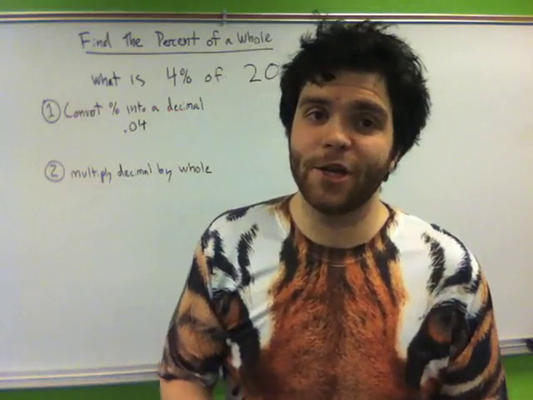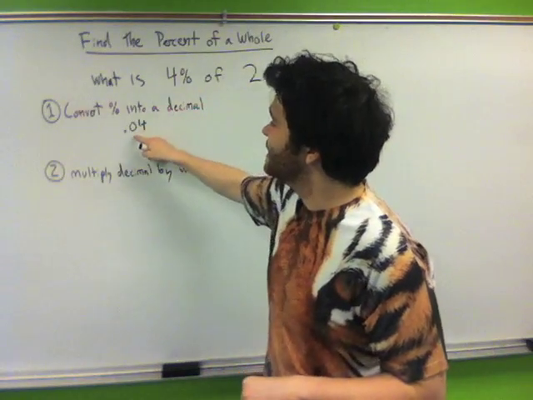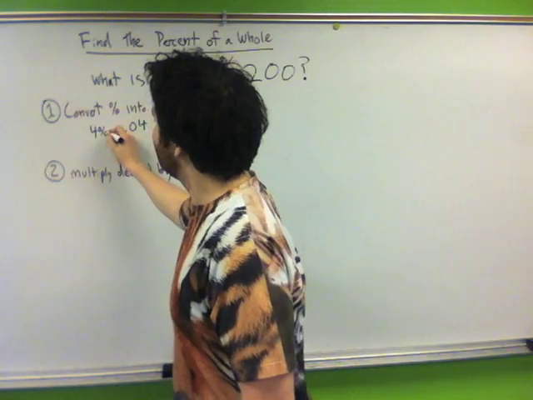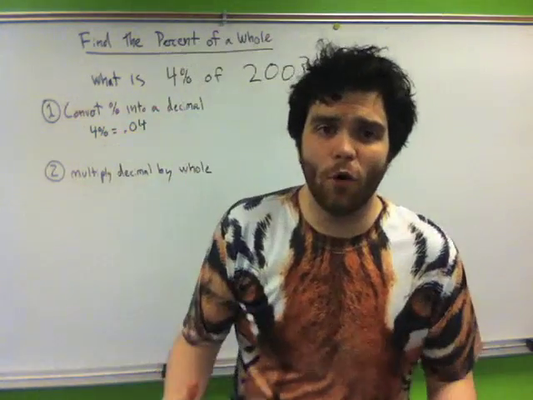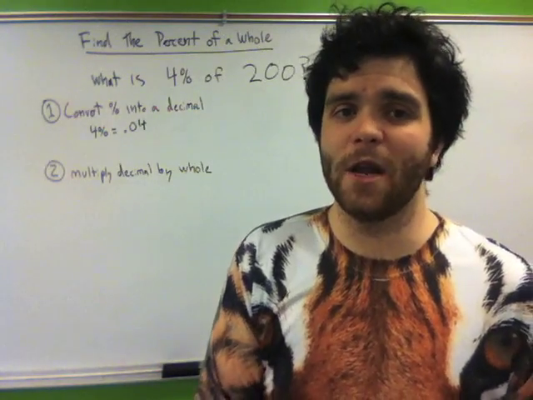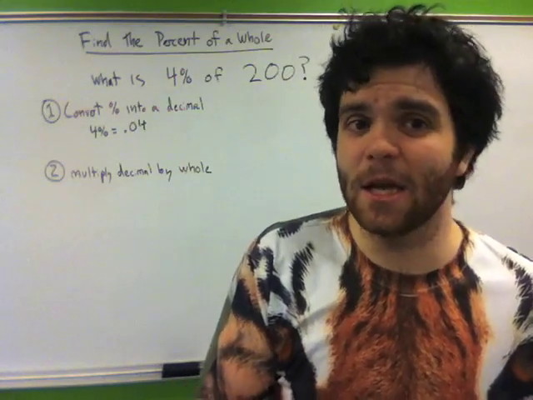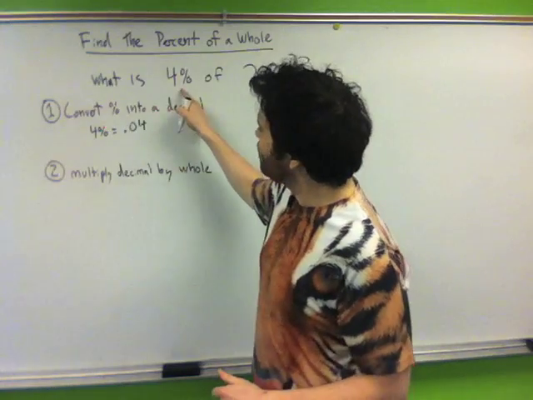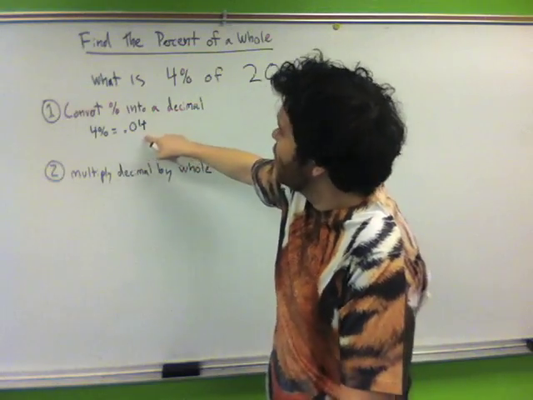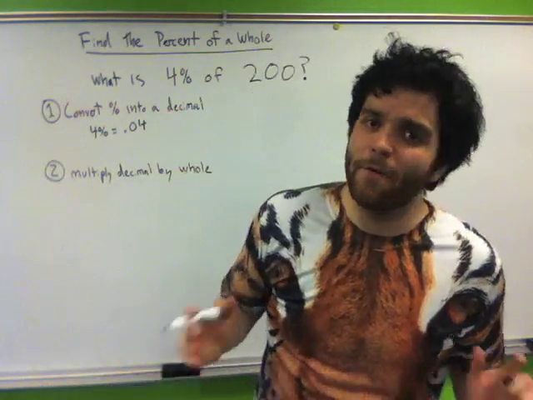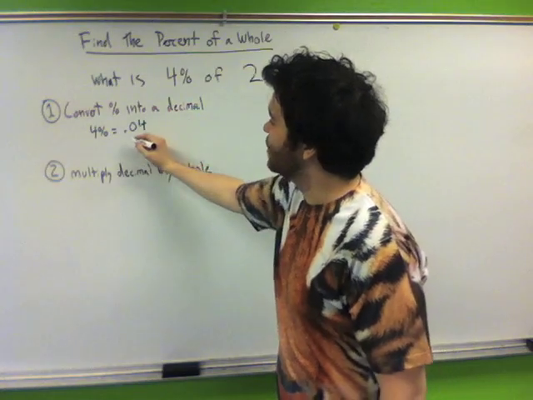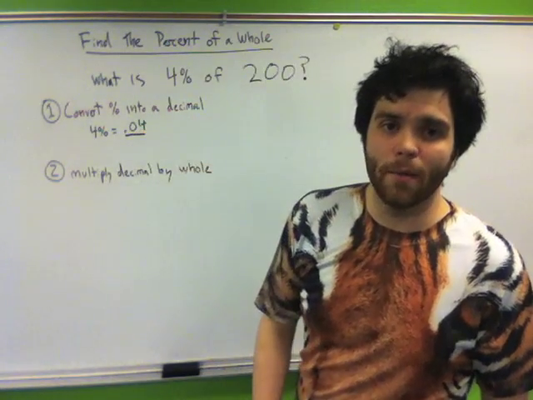If you need an explanation on how I just converted 4% to the decimal 0.04, you need to go to your toolbox and find the video on converting percents to decimals. So 4%, I just changed it into its decimal form. 4% is equal to 0.04. My first step is done. All I had to do was convert the percent into a decimal.